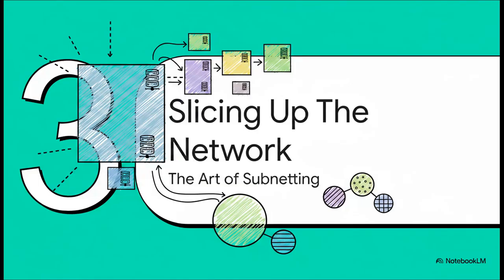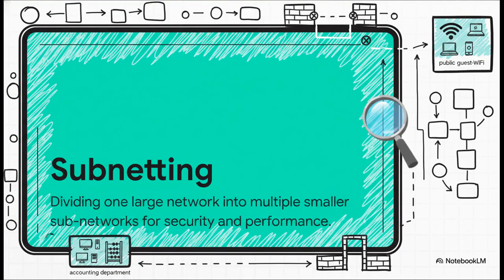All right, so now we have these massive blocks of addresses, but how do you actually manage them inside a big organization? You can't just have every single device on one giant, flat, open network. For security, for performance, for basic organization, you need to be able to divide it up. This is the art of subnetting. Think about a company's office.